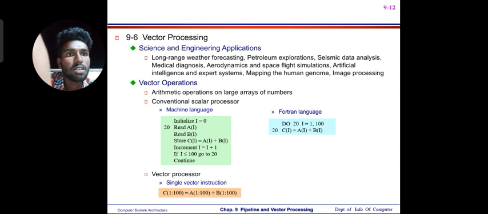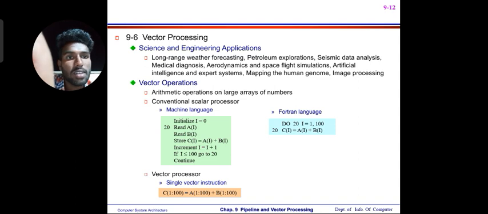Vector operations: arithmetic operations on large arrays of numbers. Conversion from scalar processing, machine language. Fortran language: initialize I equal to 0, read A(I), read B(I), store C(I) equal to A(I) plus B(I), increment I equal to I plus 1. If I is greater than or equal to 100, go to 20, continue.